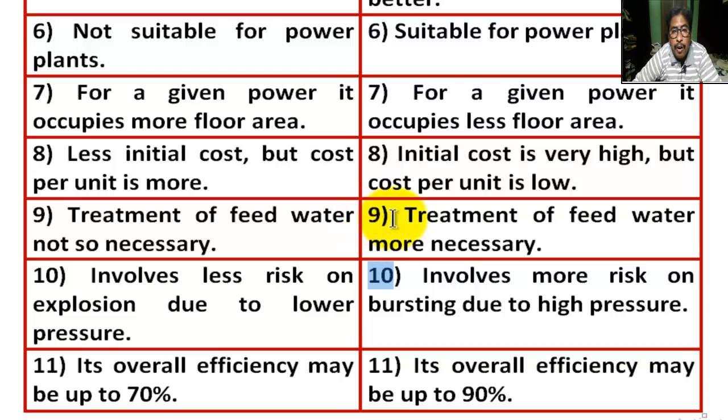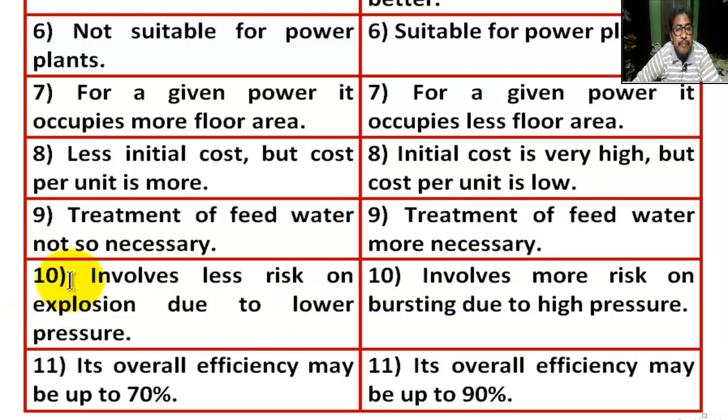Number 9, for water tube boiler, treatment of feed water is more necessary. In water tube boiler, treatment of feed water is very essential, as small scale deposit, scale formation inside the tube, can cause overheating and bursting. Okay.